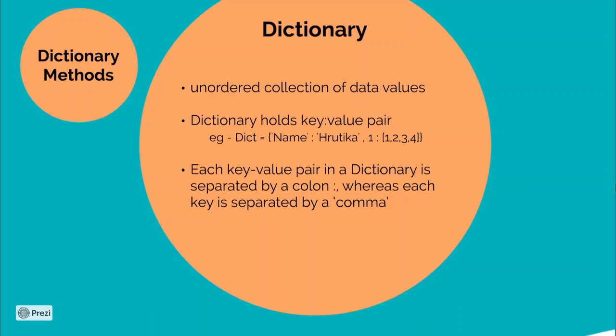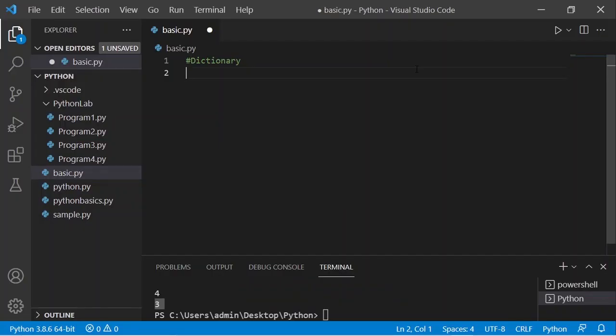Let's see some properties of dictionary. Dictionary is unordered, it is mutable, it is indexed and cannot contain duplicate keys. Now let's see how to create dictionary in Python.